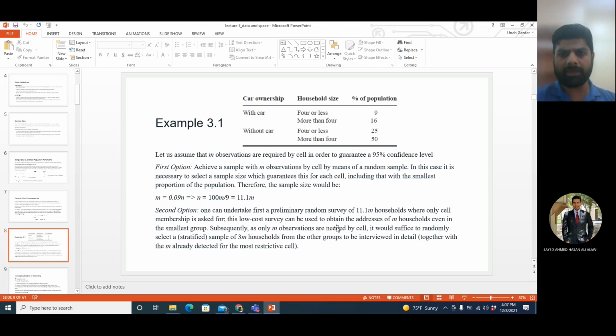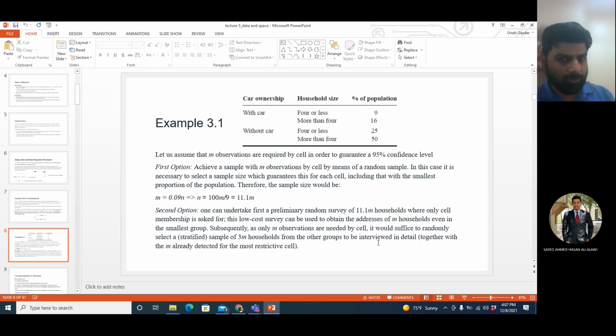We looked at this example, how to make sure that we have enough samples in each of these cells. There were two options. First of all, you apply random sampling, and you make sure that the cell with the least percentage is satisfied. So you take the number of values in the least cell to be equal to the proportion in the entire population, and whatever number comes, you take the numbers for the other cells accordingly.